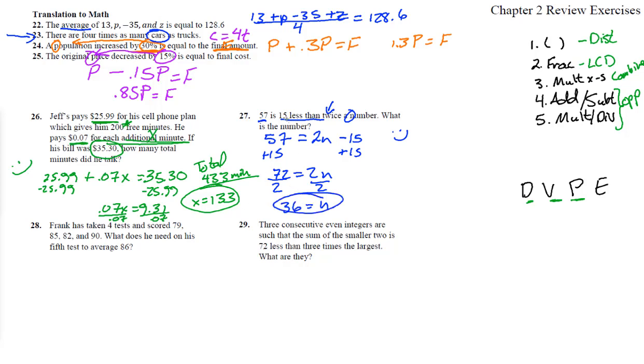36 was the original number. 57 is 15 less than twice 36, and you can check that answer out. Yeah, look at that. We made an equation. Happy math land. All right, number 28.